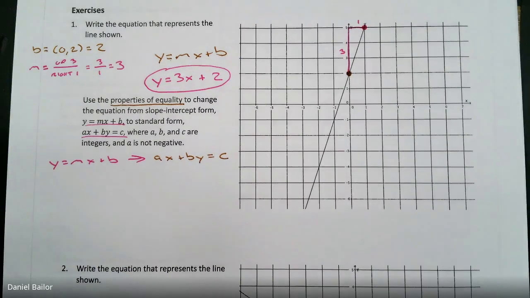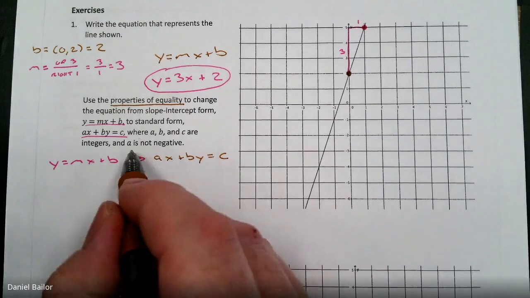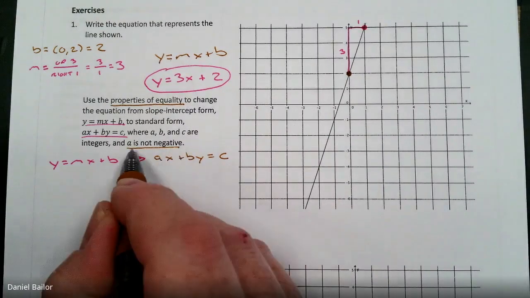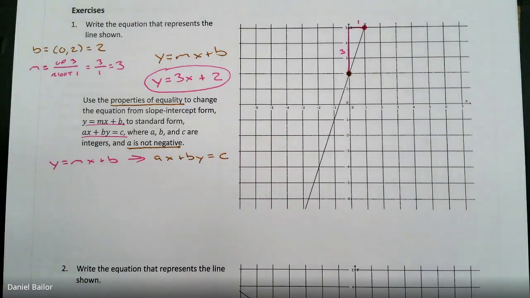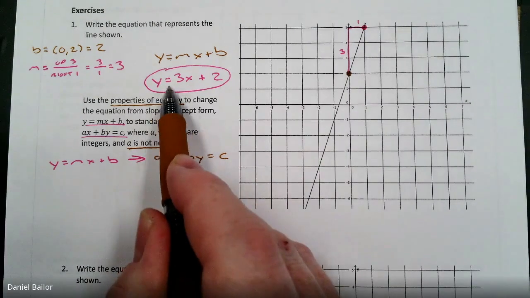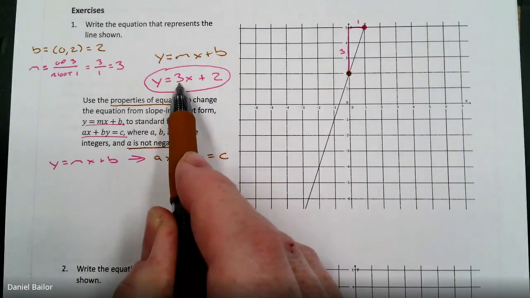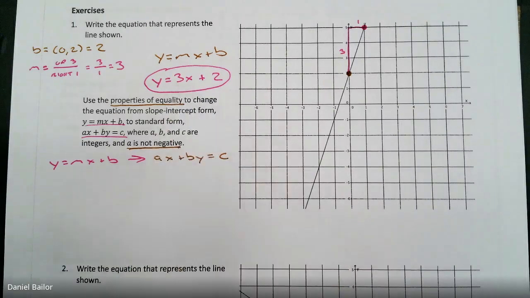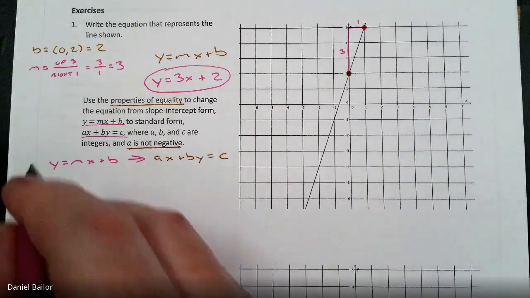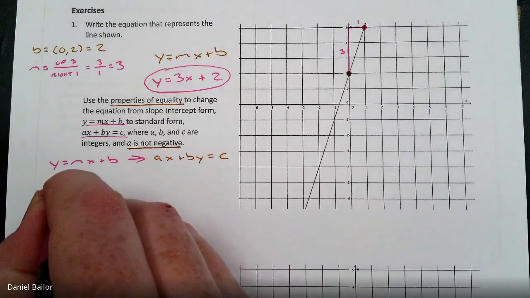Now, important here, A is not negative. So that means the x coefficient is not negative. So let's look at this. Y equals 3x plus 2, and the x coefficient has to stay positive, which means it's already positive. We cannot move it. So let's start with what we have. Y equals 3x plus 2.